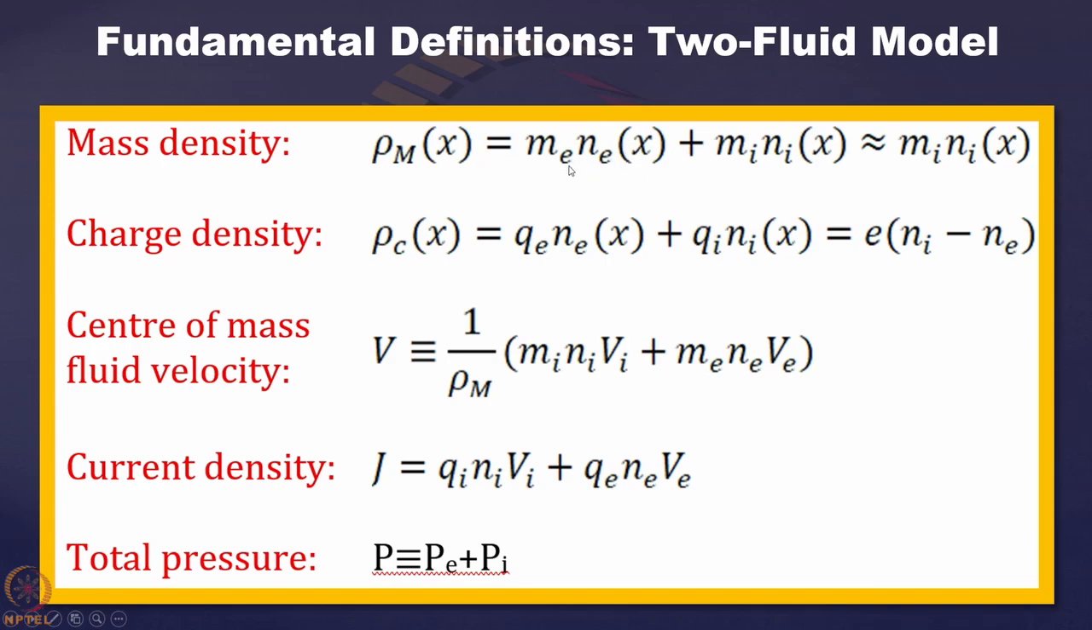So one is the electron fluid and the other is the ion fluid, and you are summing over them, and because the mass of electrons is very low, you are basically getting the sum over the ions only as far as the mass is concerned. Then you go for the charge density, so you have to sum over all the ions and the electrons, and this is what you get. Then the center of mass fluid velocity you define like this.